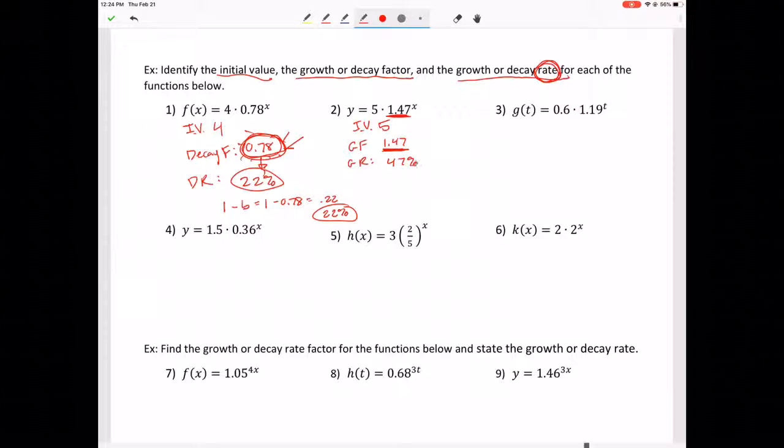All right, I'd love it if you could pause and do 3, 4, 5, and 6. Make sure you're doing it all right. And then unpause and you'll watch me do the rest, okay?